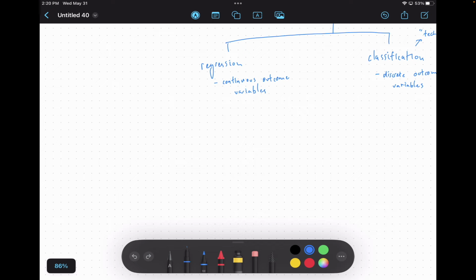Okay. So this breakdown is maybe a little bit more arbitrary. But I'm thinking about this in terms of, let's say, linear or more linear approaches.